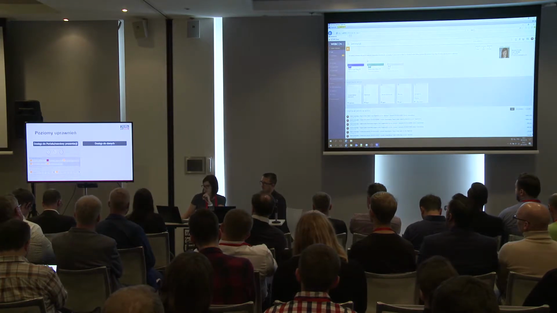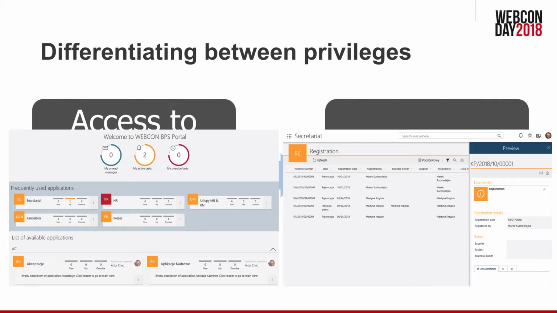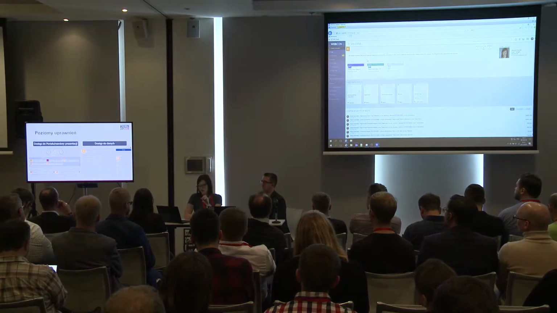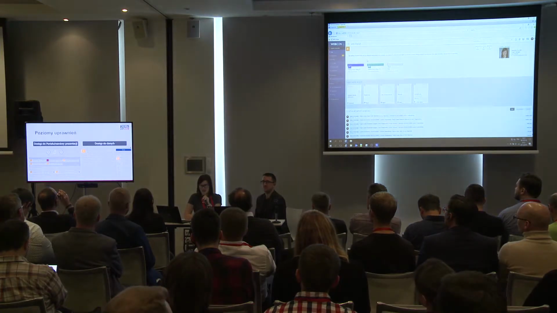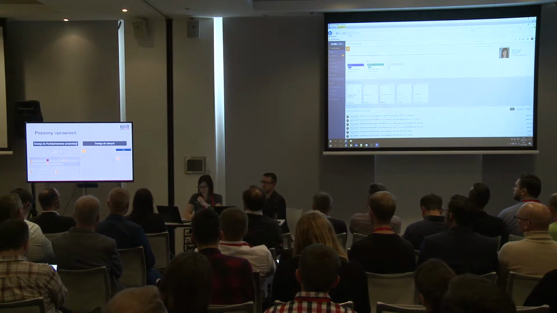However, the second type of privilege gives you access to data. And there you can see elements of the process on reports. You can preview a given element, modify it. That depends on the role that is given to you as part of those privileges.